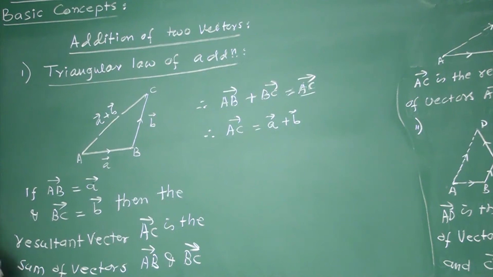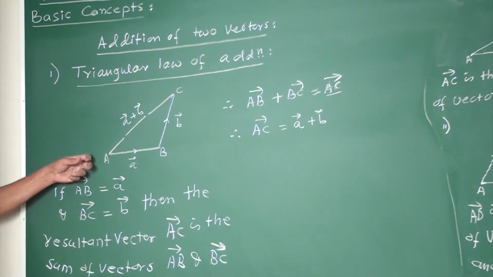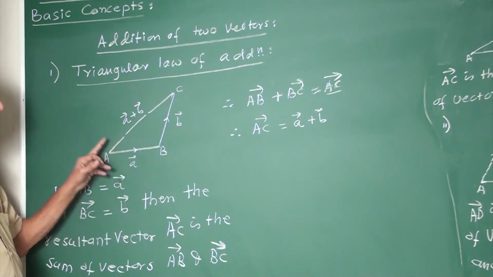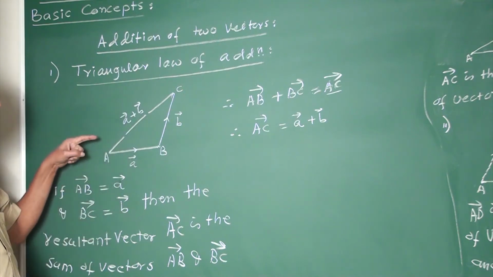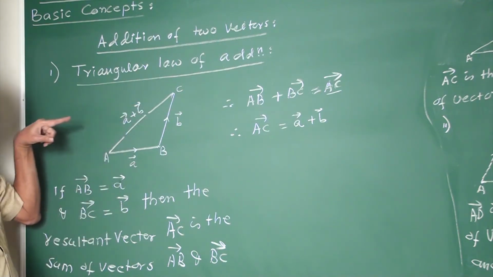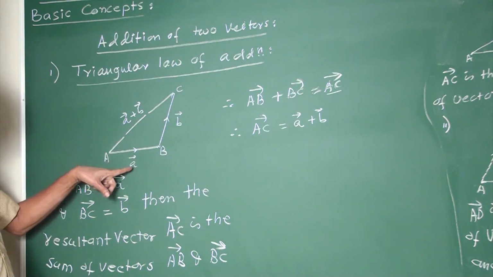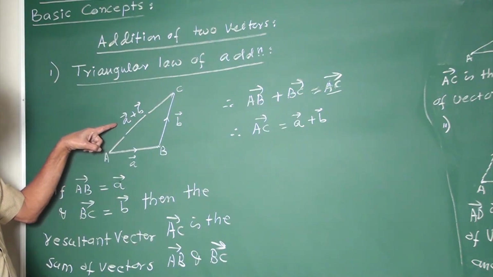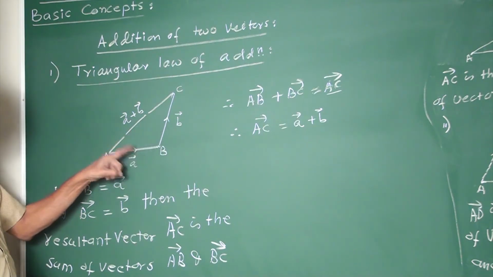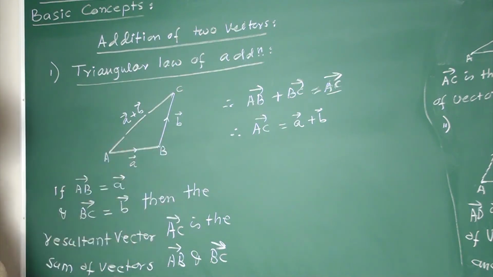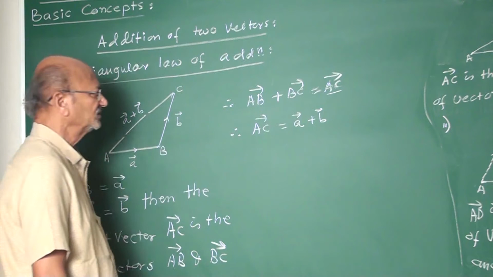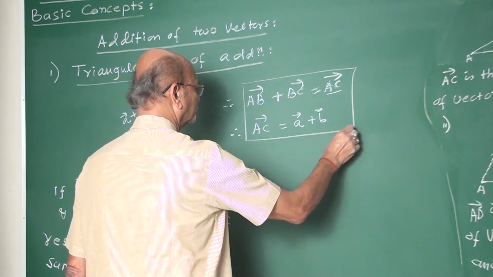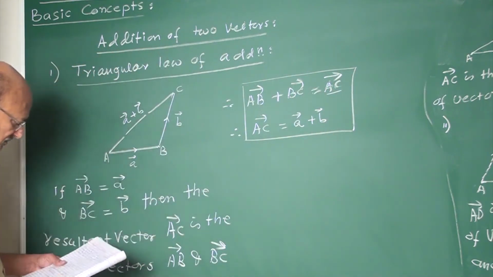According to the triangular law, it is the third side of the triangle. If these two represent the two sides of a triangle, AB and BC, then the third side, what is that third side? AC, which is known as the resultant of the factors AB and BC. This third side represents the sum of these two factors A and B. AC equals A plus B. This is the definition, my friends. Yes, copy it, my friend.